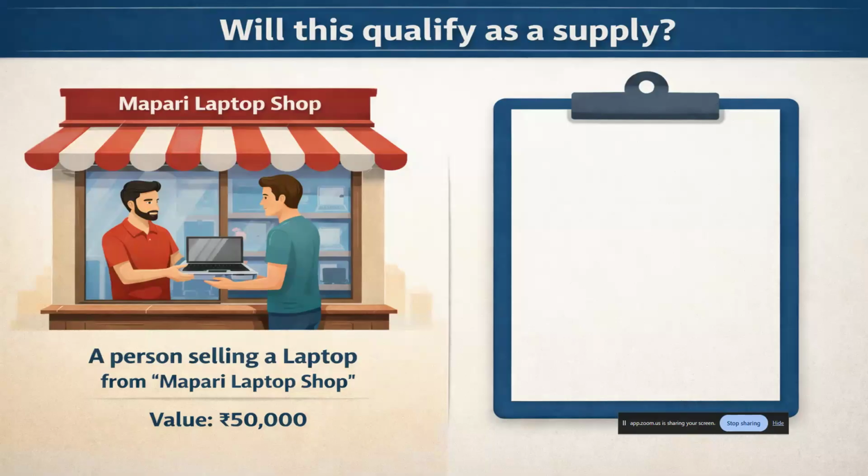Mapari laptop shop, it's a business. And you have sold it for a consideration. And there is an activity happening. You are selling a product, a laptop, goods. So these three conditions are satisfied. So it's a supply, chargeable under GST. Okay. And this is a supply because all the conditions are satisfied.